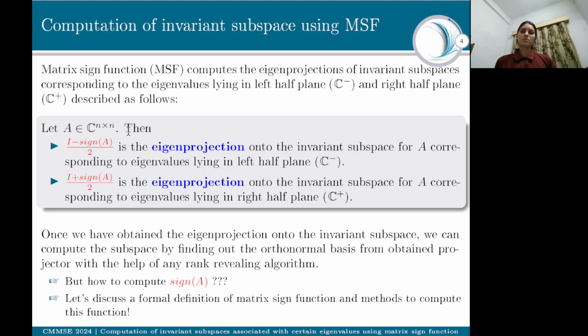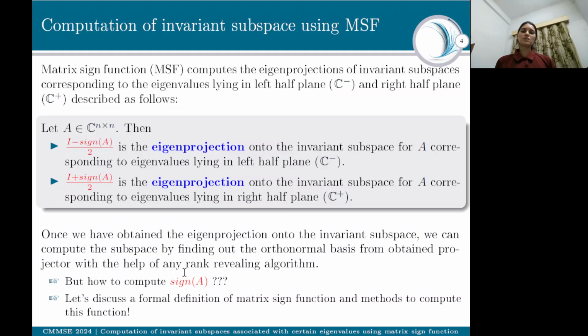If we have a square matrix A, then (I minus sign of A)/2 is the eigenprojection onto the invariant subspace for A corresponding to the eigenvalues lying in the left half plane. And (I plus sign of A)/2 is the eigenprojection onto the invariant subspace for A corresponding to the eigenvalues lying in the right half plane. Once we have obtained the eigenprojection onto the invariant subspace, we can compute the subspace by finding an orthonormal basis from the obtained projector with the help of any rank revealing algorithm.